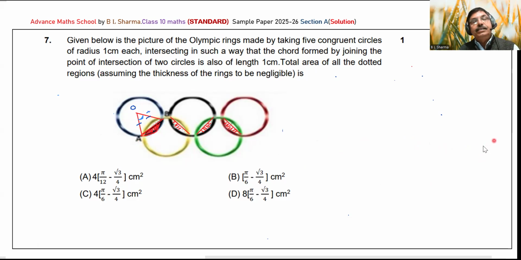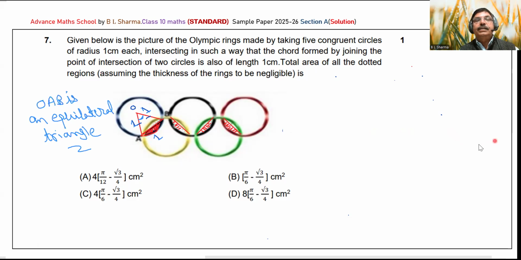And when a triangle is equilateral, each angle is 60 degree. That is why the angle at the center is also 60 degree. ये जो एंगल है 60 डिग्री है. हमें सेगमेंट का एरिया फाइंड आउट करने के लिए रेडियस चाहिए सर्कल का, और हमें एंगल एट द सेंटर चाहिए. एंगल एट द सेंटर इज 60 डिग्री है और रेडियस इसका 1 सेंटीमीटर है. So OAB is an equilateral triangle. So the angle theta is 60 degree.